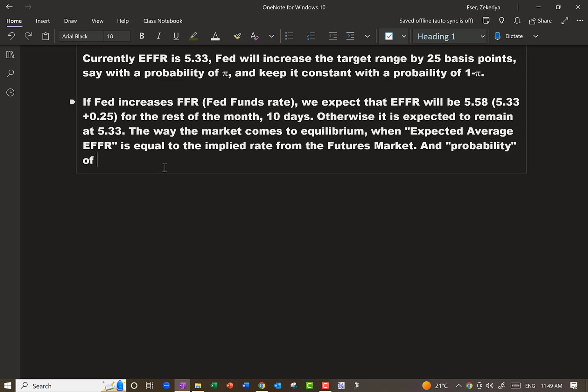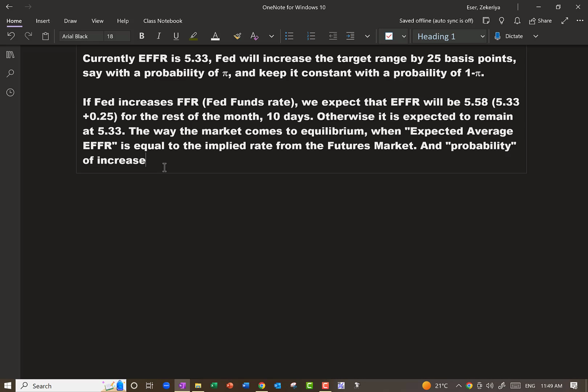Or it's going to remain the same. And here we're kind of simplifying things. Technically speaking, it is possible that the Fed could increase it by 50 basis points, or they could decrease it by 25 basis points. But we're going to keep things simple. It's going to be either 0 or 25 plus, or 0 or 50 plus. We're going to look at different scenarios and figure out what probability the market is attaching.